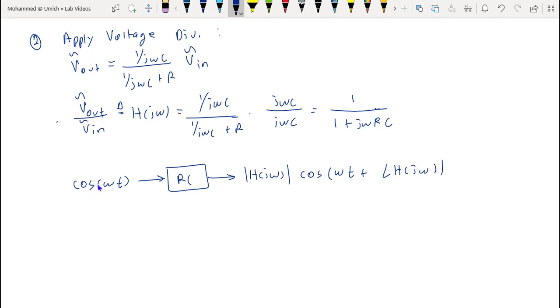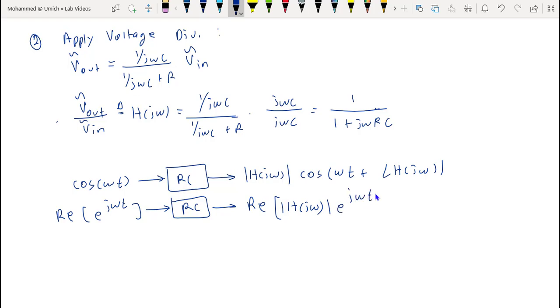Now, this cosine of ωt, through Euler's identity, is the real part of a complex exponential, so that's the real part of e to the jωt. So that goes to the RC circuit, and we get out the real part of magnitude of H(jω) times e to the j(ωt plus angle of H(jω)), which I can write as e to the jωt times e to the j angle of H(jω), and magnitude of H(jω) times e to the j angle of H(jω) is H(jω) itself. So this equals the real part of H(jω) e to the jωt.